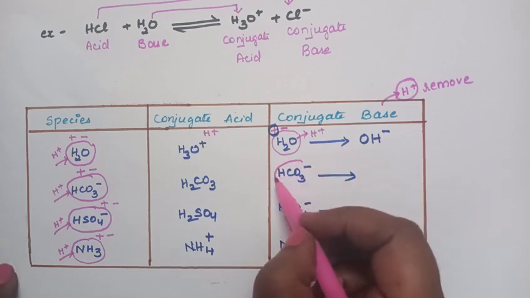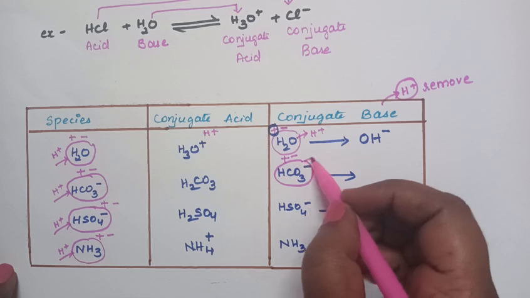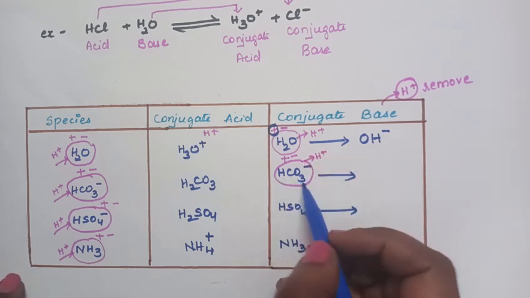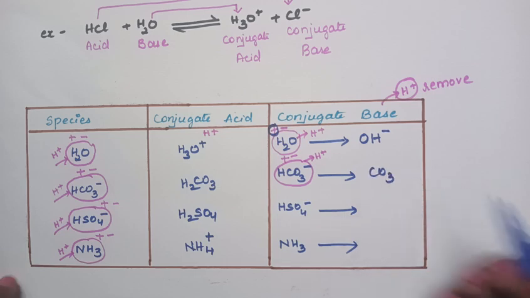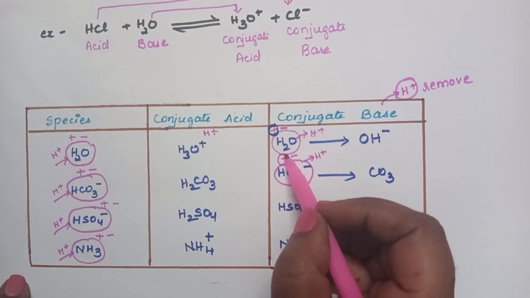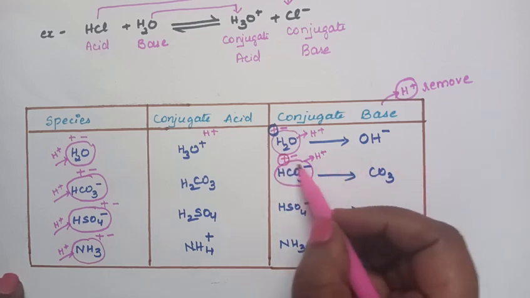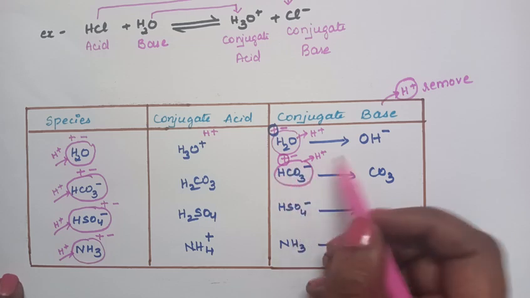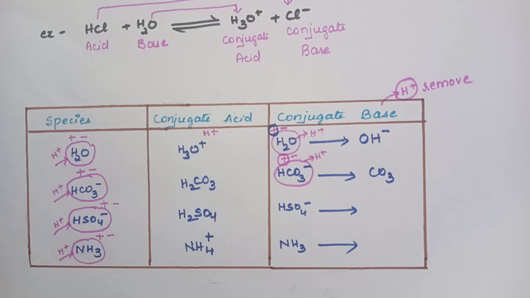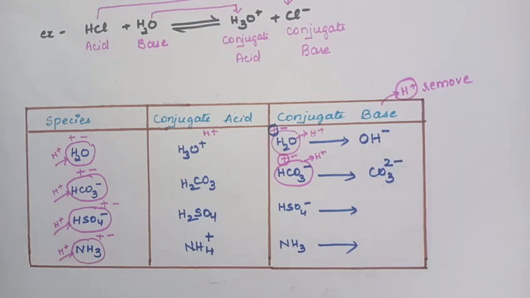Same way here, write plus and minus sign. What we are removing is H plus. After you remove hydrogen, remaining is CO3. The sign, if you see, this plus sign we are removing, and what else is remaining? The minus sign remains. And here you can see inside this there is one more negative sign. Minus and minus, 2 negative signs are there. So it becomes 2 minus. So this is the conjugate base.